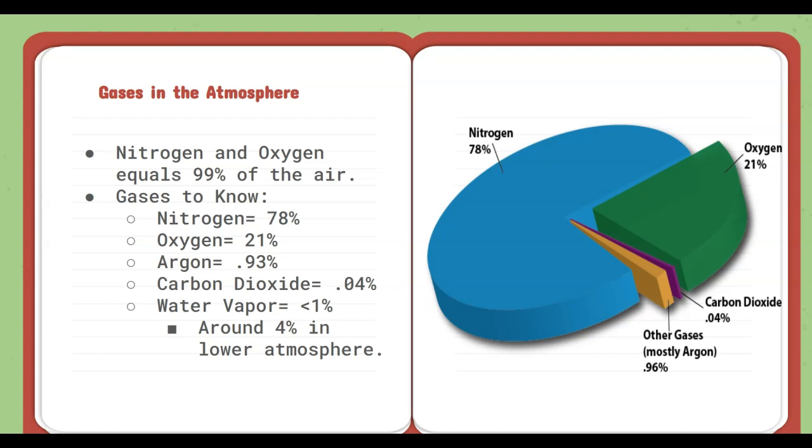Now, in the lowest layer of the atmosphere, the troposphere, roughly 4% of the troposphere is water vapor. So the rest of the atmosphere does not contain much water vapor at all. So just be aware of that.